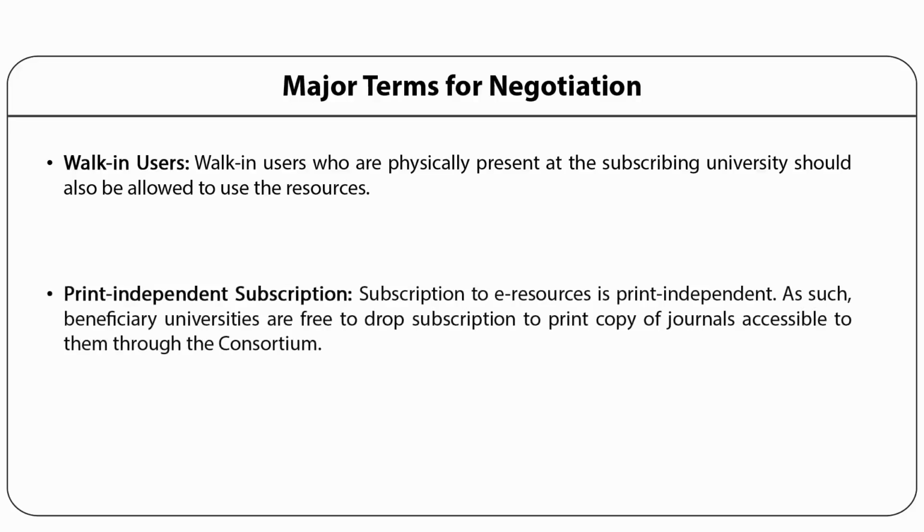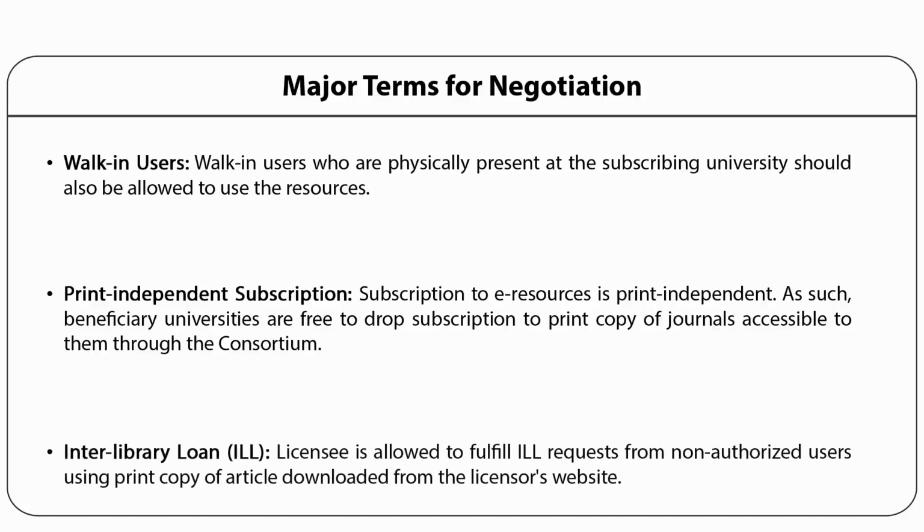Print independent subscription. The consortium subscribes to resources based on the terms that they should be print independent, so that the beneficiary university can drop their subscription of print journals to those that are available to them through the consortium. Terms of interlibrary loan. The consortium licensee is allowed to fulfill interlibrary loan requests from non-authorized users using a print copy of the article downloaded from the licensor website.